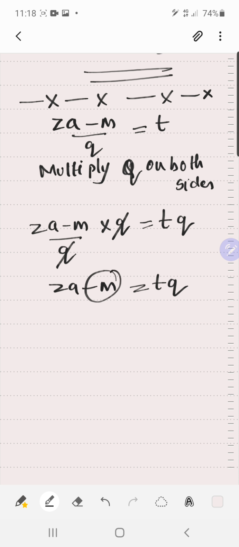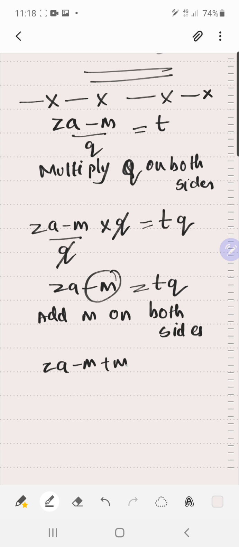Now you want to eliminate m, so you will add m on both sides. You have to do the opposite operation. If it is minus m, you have to add m on both sides. So it will be za minus m plus m is equal to tq plus m. So m is eliminated, and your half answer is za is equal to tq plus m.